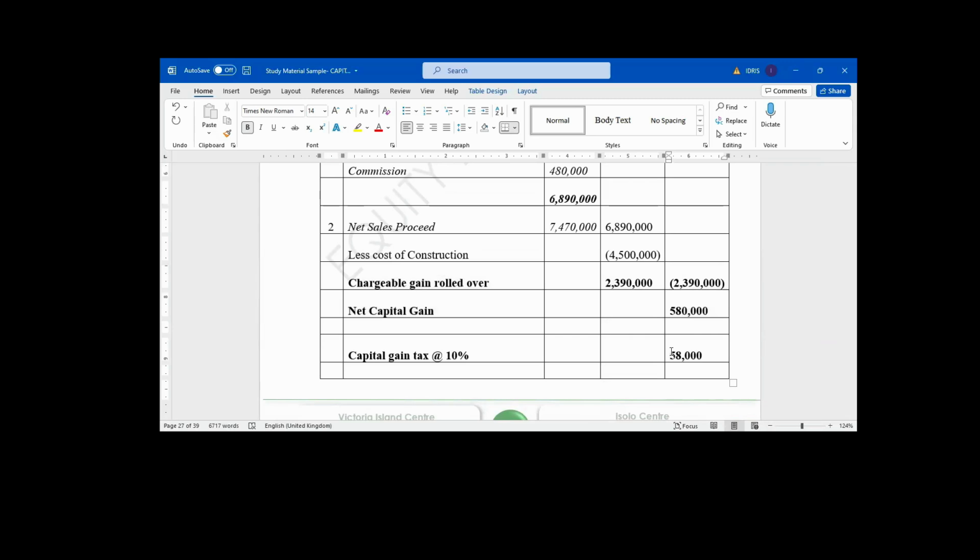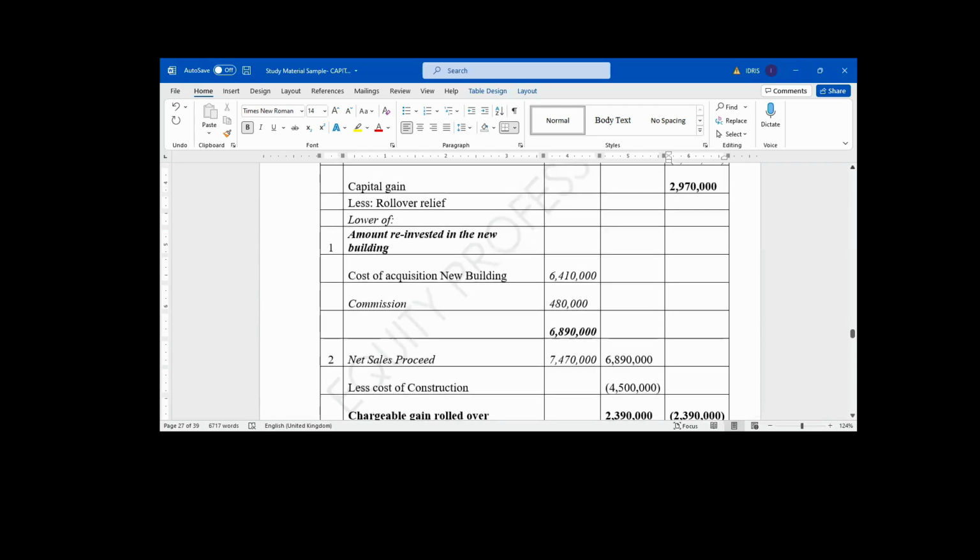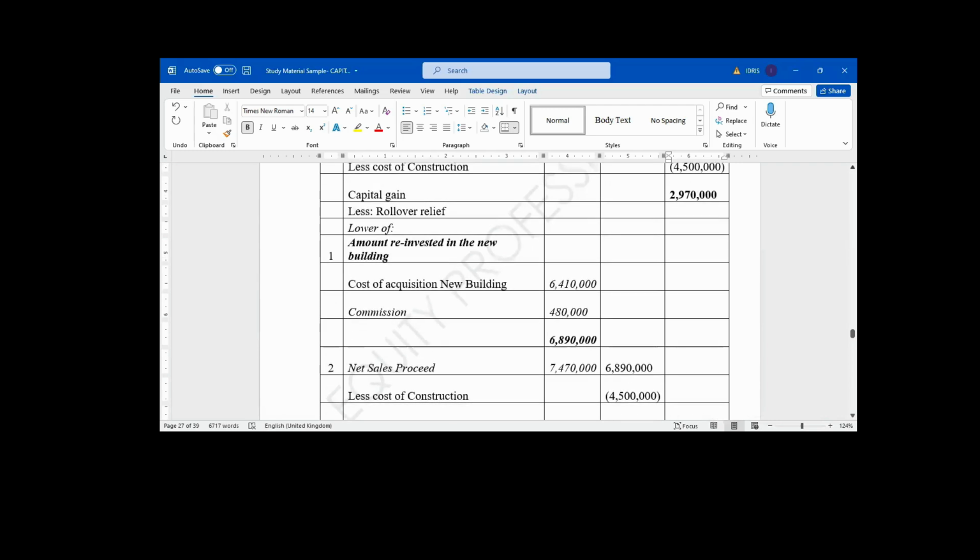Ladies and gentlemen, what type of rollover is this? Partial rollover. Why is it partial rollover? Because the amount reinvested is less than the sales proceeds of the old asset, but higher than the cost of acquisition of the old asset. So, ladies and gentlemen, any question here, any query here?